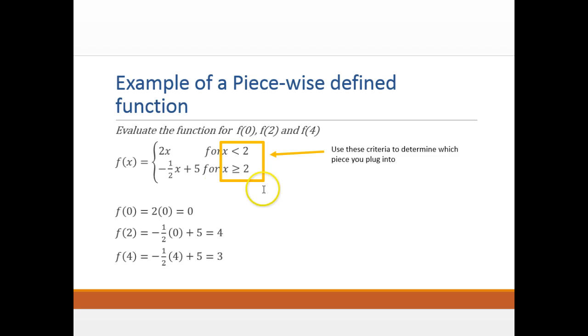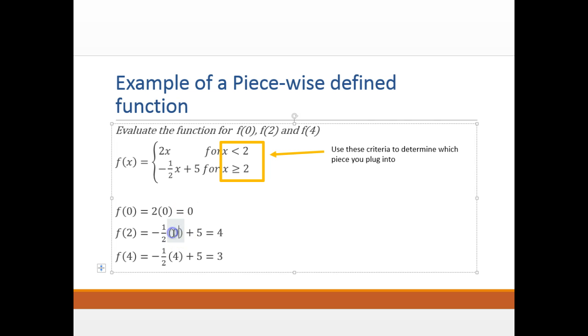Let's see how we evaluate this. Say I want to plug into this function. I want to evaluate the function for f of 0, f of 2, and f of 4. We're going to use this criteria over here to the right where it says where it's defined. This top piece is defined for x less than 2, and this bottom piece is defined for x greater than or equal to 2. Well, in this case, when I look at f of 0, 0 is clearly less than 2. So when I plug in f of 0, I'm going to be plugging 0 into this top piece, the 2x piece. So f of 0 is 2 times 0, which is 0.